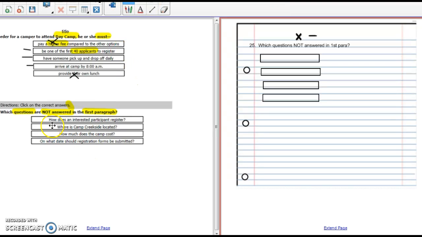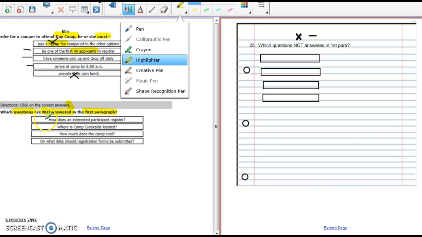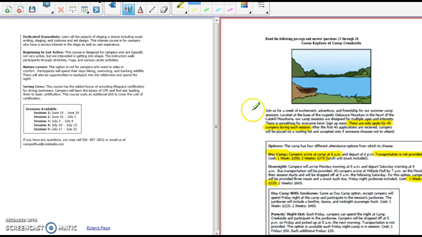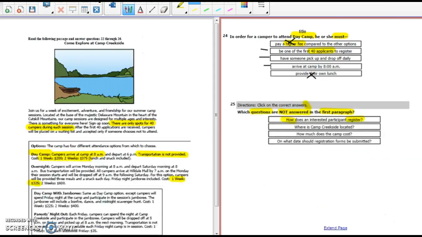Okay, so let's look at our first question and see if it is answered in the first paragraph. How does an interested participant register? So we'll look back and see, does it tell us how to register? Trick is, only look in the first paragraph. So let's read our first paragraph. I don't know why it skipped all the way over there. What are you doing, thing? Okay, let's read it. See if it tells us how to register.